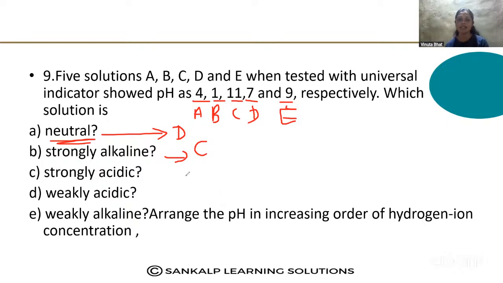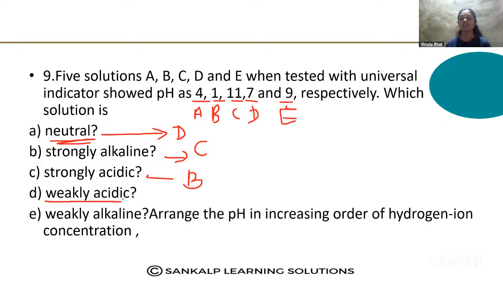Then strongly acidic. Below 7, that is 1, 2, 3, 4, these all are strongly acidic. Below 7 we commonly consider them as acids, but near to 1, 2, 3, that is the strong acid. Here, which one is the strong acid? The solution which has pH 1, that is B. B is the strongly acidic.